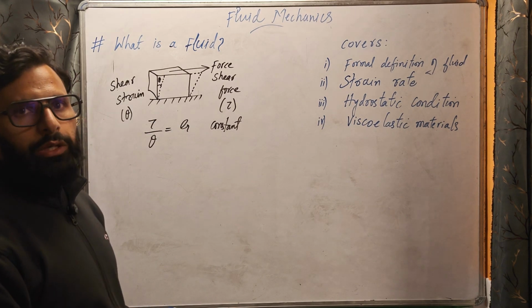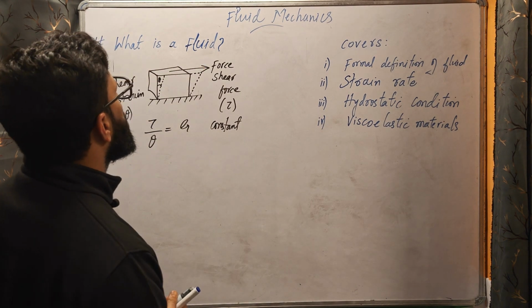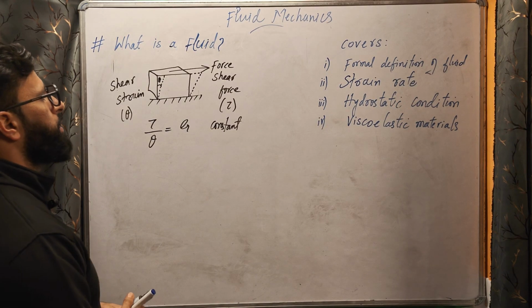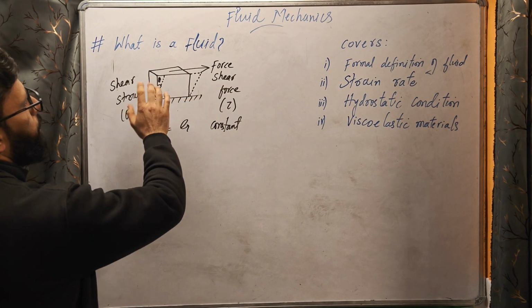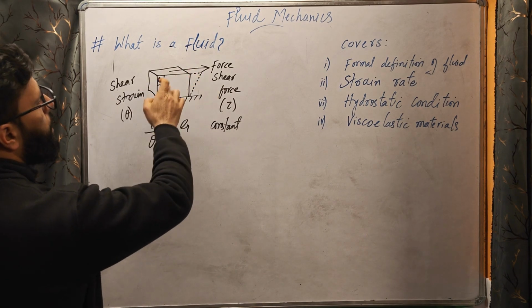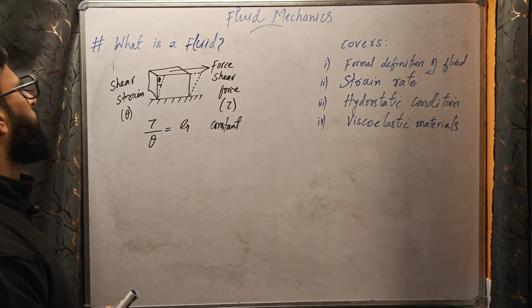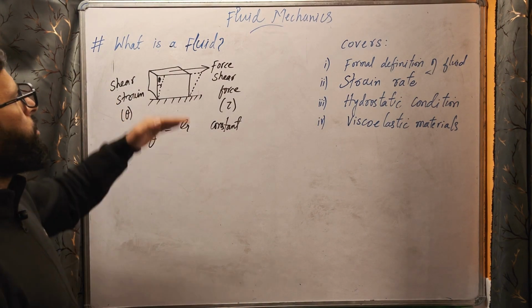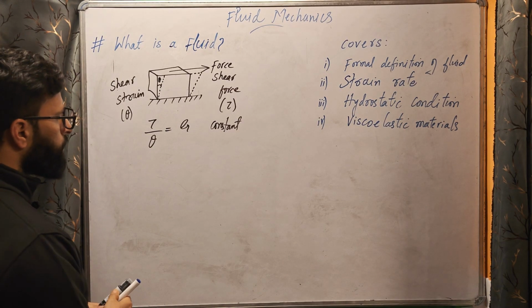Suppose we have a solid rectangular block fixed at the bottom and tangential forces applied on its top surface. That force will tend to change its shape from this rectangular face to this dashed parallelogram shape, and this change in shape is quantified by this angle. We call it shear strain, and this tangential force per unit area is called shear stress.